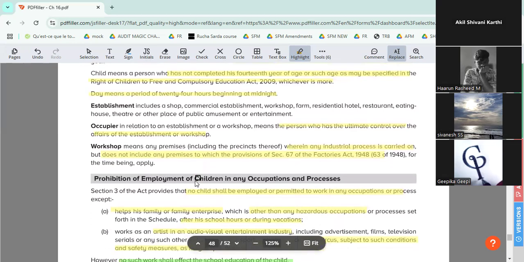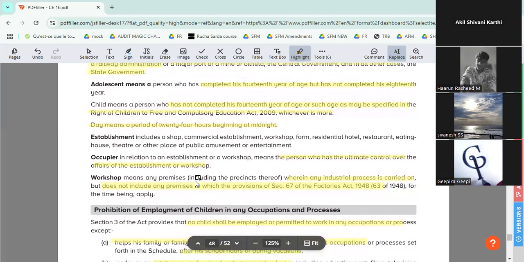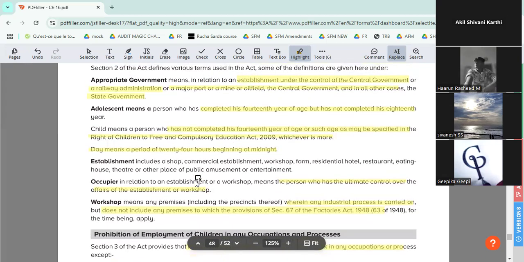Workshop. Workshop means any premises, including precincts thereof, wherein any industrial process is carried on, but does not include any premises to which the provisions of Section 67 of the Factories Act 1948 for the time being applies. So, what is the provision of Section 67 of the Factories Act? We will cover it when we are doing Unit 1. Okay, so workshop means any place where an industrial process is carried on, except those places mentioned in Section 67 of your Factories Act. So these are the important definitions. Clear?